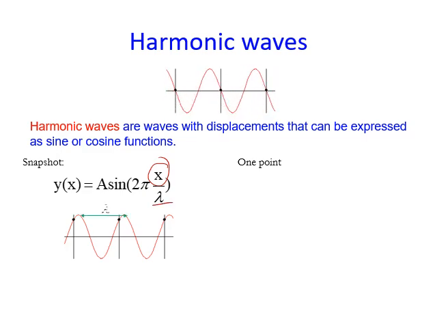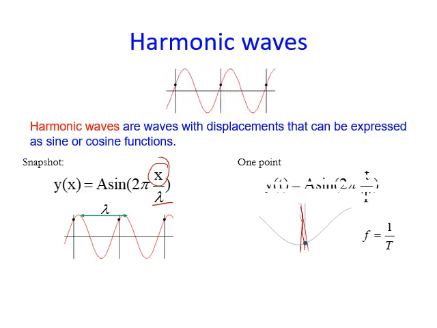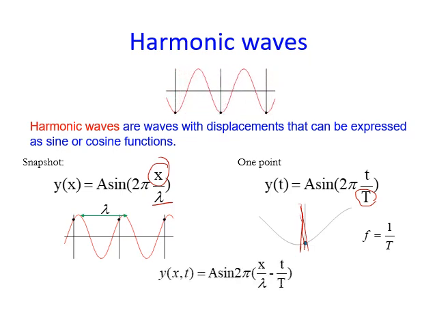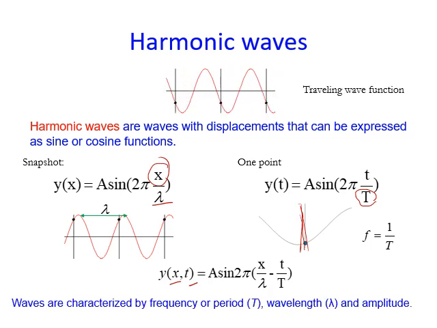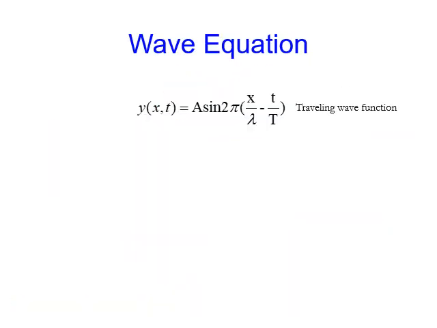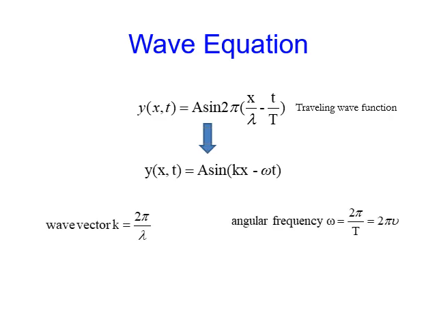Lambda is called the wavelength. The wave function is also a function of time. If you choose a particular position, then you will see the wave goes up and down as a function of time. And in this equation, T is the period. And therefore, the wave function is a function of location and time combined. Here again shows the wave equation.